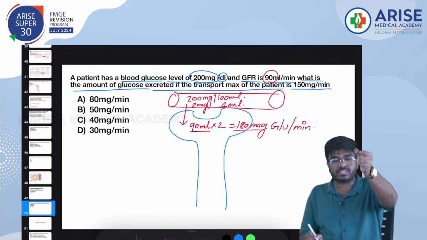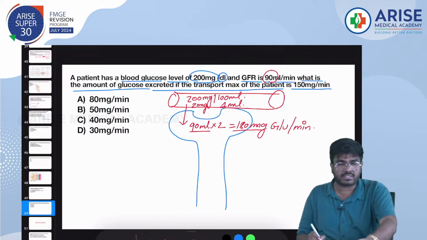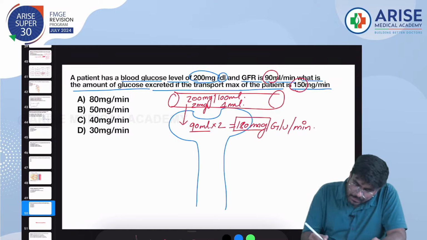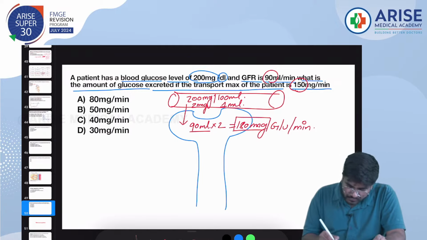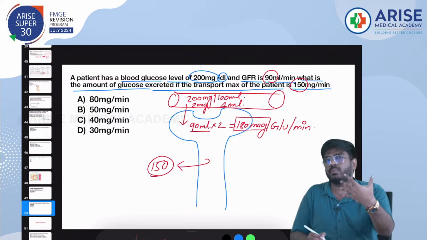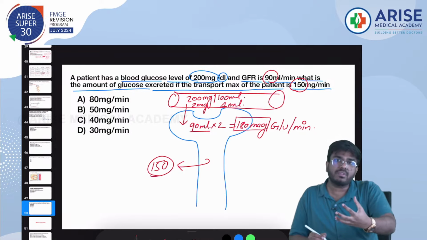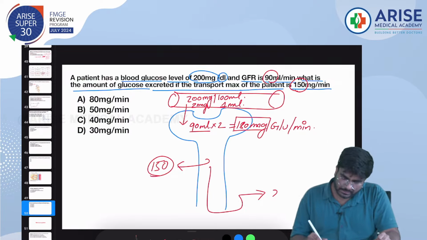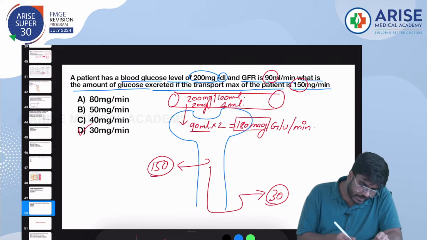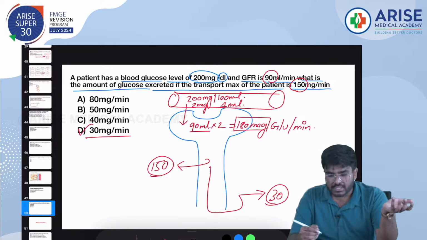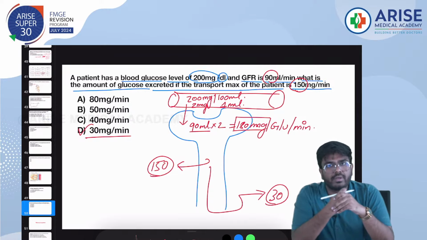180 milligrams of glucose is getting filtered into all his nephrons every minute. Out of this 180, how much can he maximally reabsorb? 150. He can reabsorb 150 every minute. That's his maximum capacity. If he reabsorbs 150, how much is going to be lost in the urine? So 30 milligrams of glucose is going to be lost in the urine. Such kinds of questions can also show up in your exam.